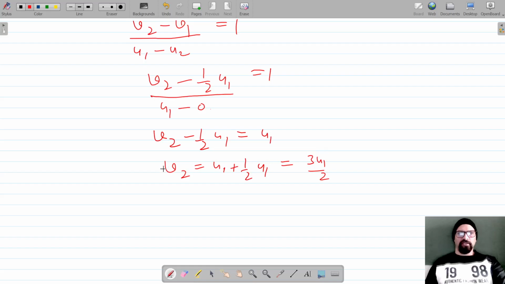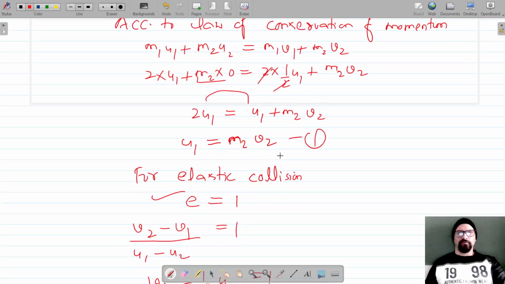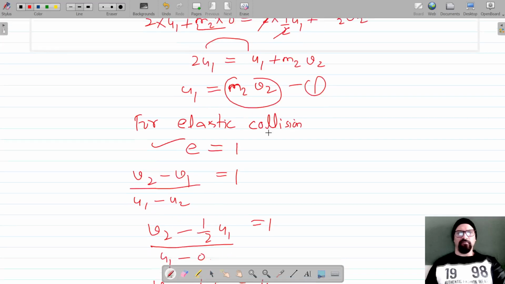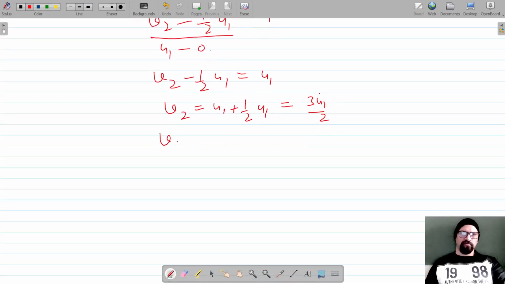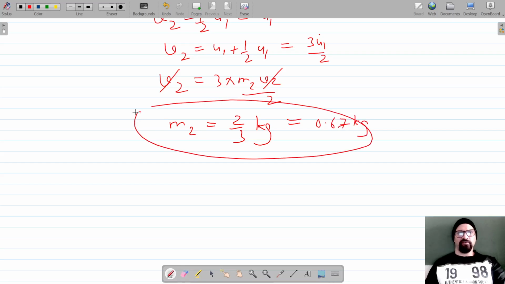And now we can put in the value of u1 from equation 1, which is m2 into v2. So v2 is equal to 3 into m2 into v2 by 2. v2 gets cancelled, and finally we have m2 is equal to 2 by 3 kg, which is equal to 0.67 kg. So 0.67 kg is the mass of the second body.